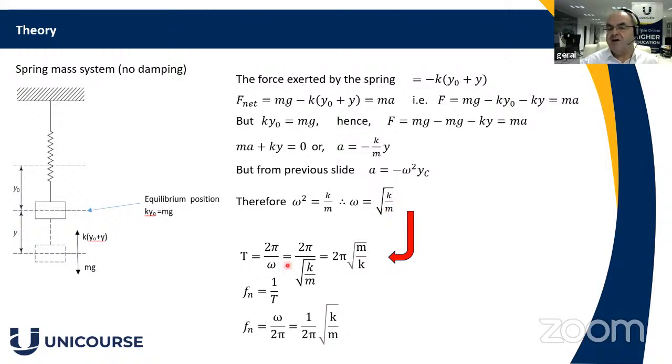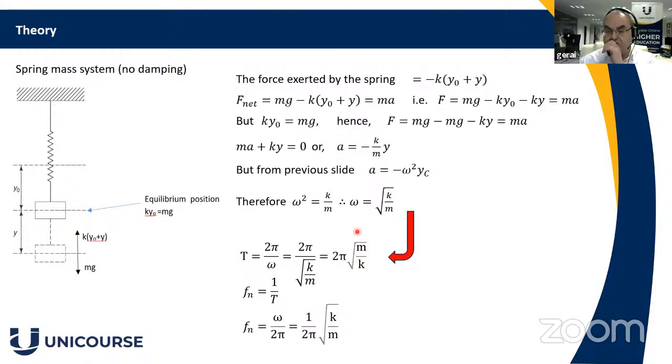Going back to the previous slide, we remember that the time period T is 2 pi over omega. So we're going to substitute this omega into that equation, replacing it with the square root of k over m. If we tidy that up a little bit, we can take the square root to the top, and we have to invert the value of k and m, so it becomes m over k. So the time period is equal to 2 pi square root of m over k.